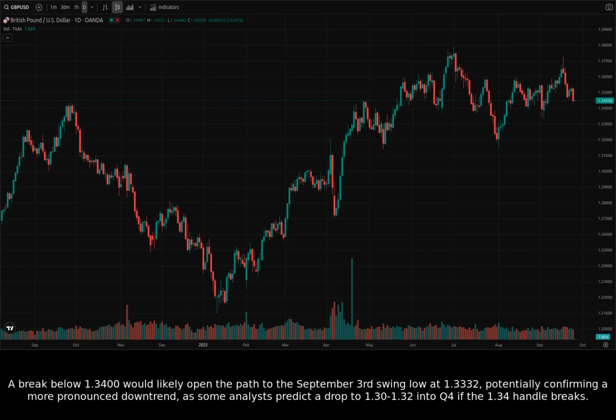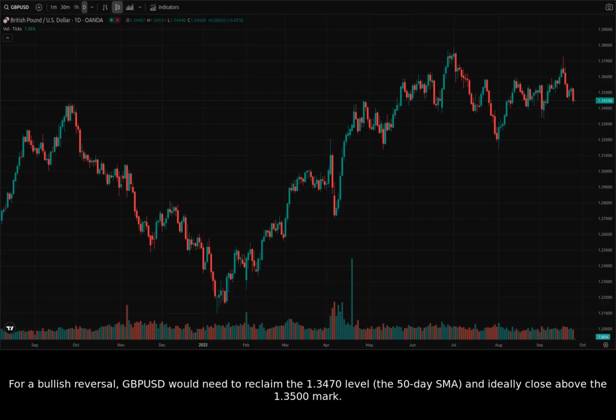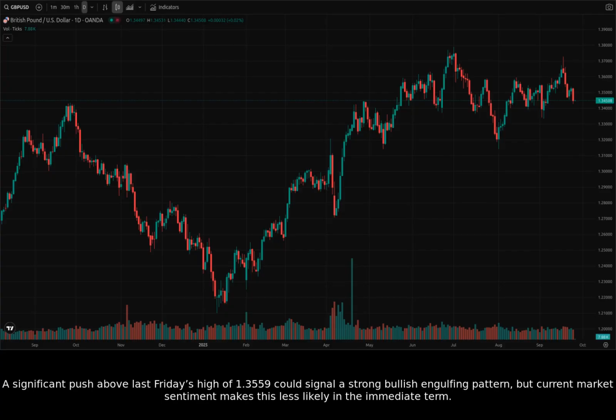1.3400. A break below 1.3400 would likely open the path to the September 3rd swing low at 1.3332, potentially confirming a more pronounced downtrend, as some analysts predict a drop to 1.30 to 1.32 into Q4 if the 1.34 handle breaks. For a bullish reversal, GBPUSD would need to reclaim the 1.3470 level, the 50-day SMA, and ideally close above the 1.3500 mark. A significant push above last Friday's high of 1.3559 could signal a strong bullish engulfing pattern, but current market sentiment makes this less likely in the immediate term.